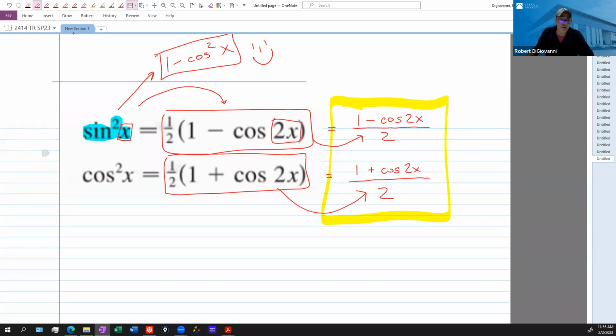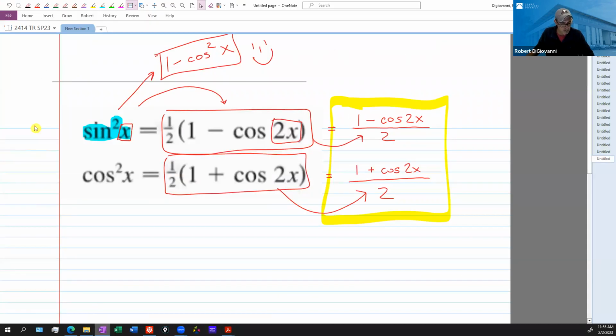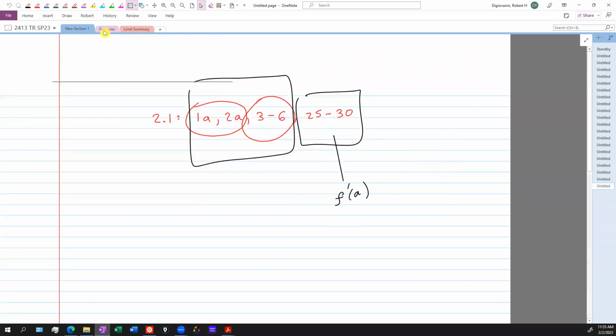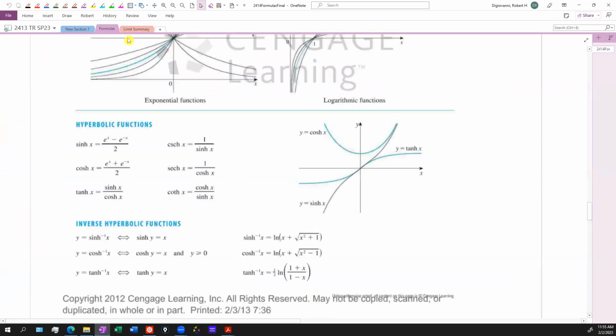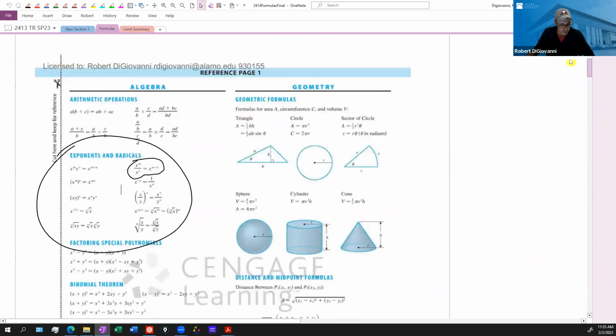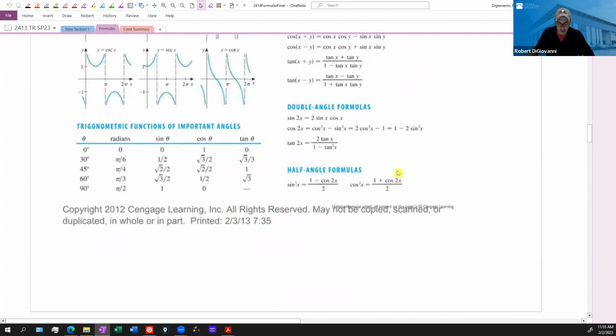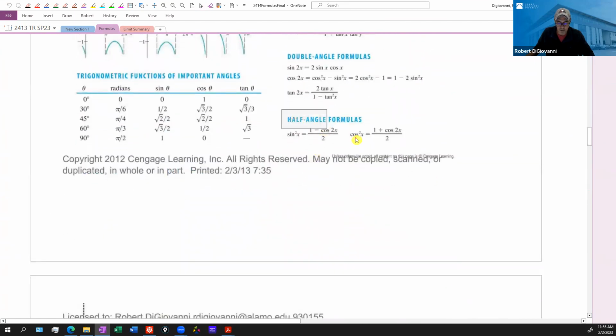These are on your formula sheets as well. Let me see if I can show you where they are. I think they're on the second page, but it's written as the other way you wrote it. Let me reference page 2. There we go. Right here. Half angle formulas, right there.